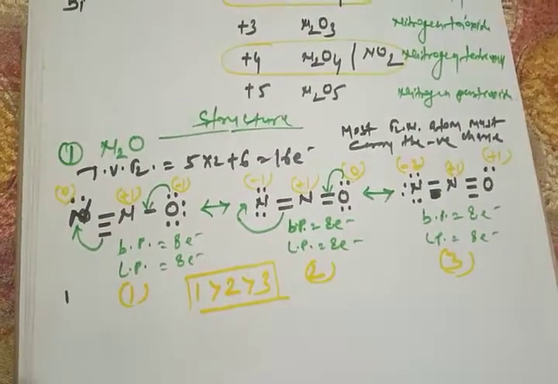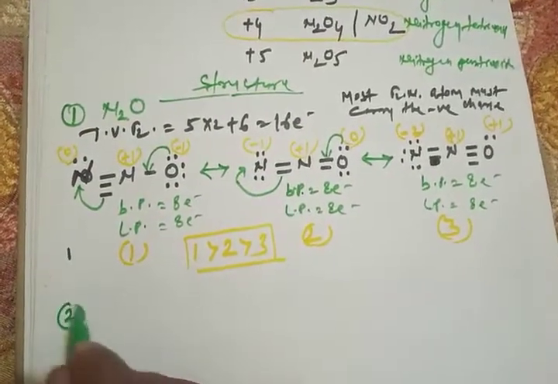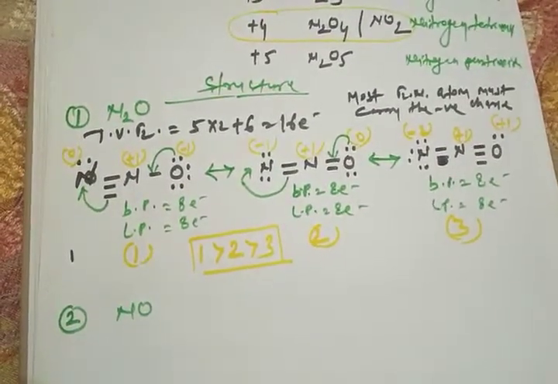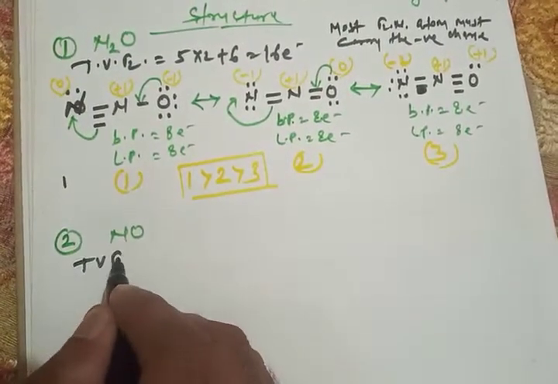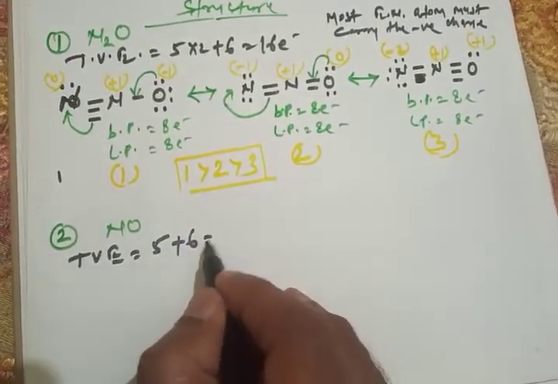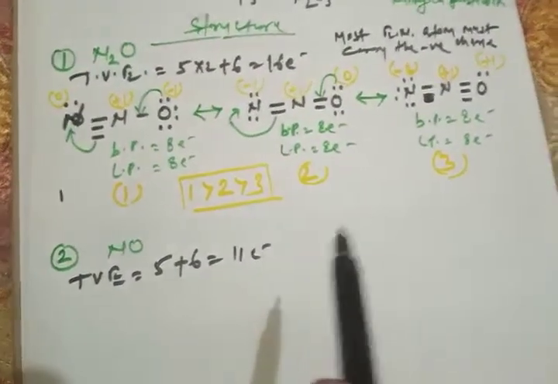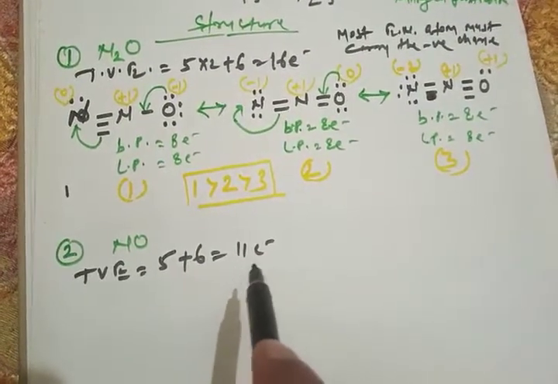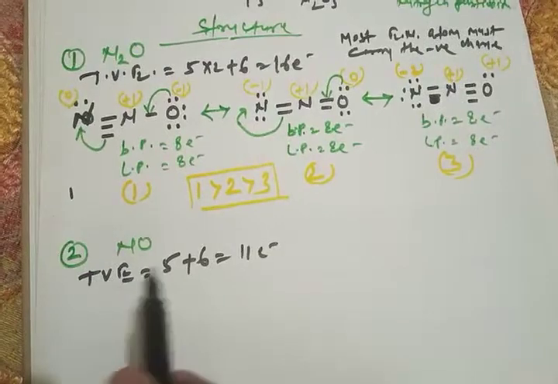Now we'll go for the second, and that is NO. Here we'll count the total valence electrons. The total valence electrons in this case are 5 for nitrogen and 6 for oxygen, so this will be 11 electrons. Now here is a problem, because in order to write the Lewis dot structure or resonating structure, we require a whole number, that means an even number. So it can be either 10 or 12. It is not possible for NO alone.